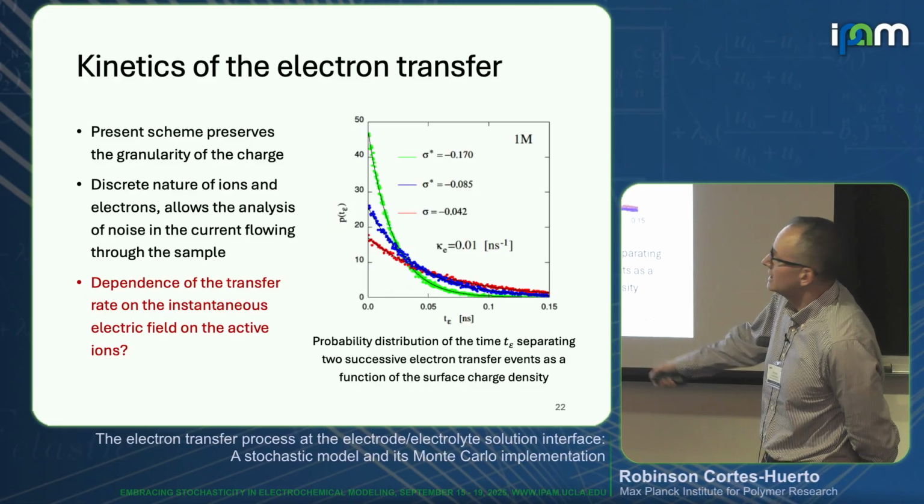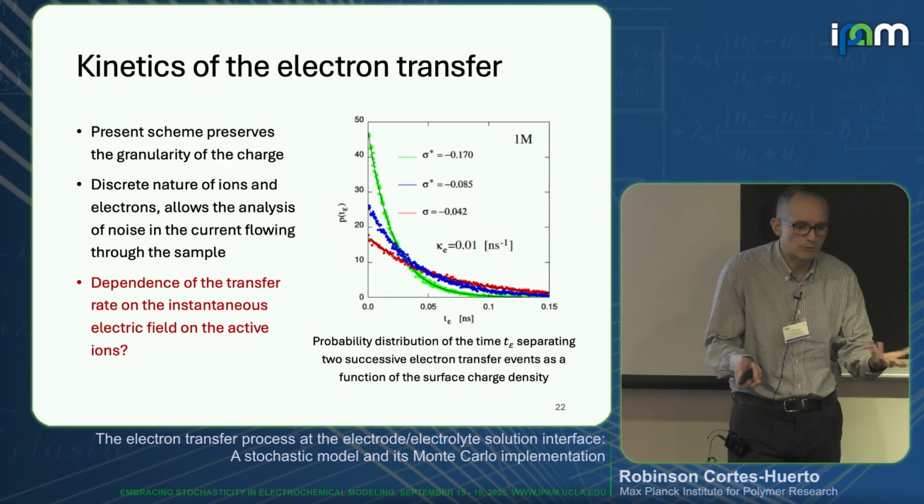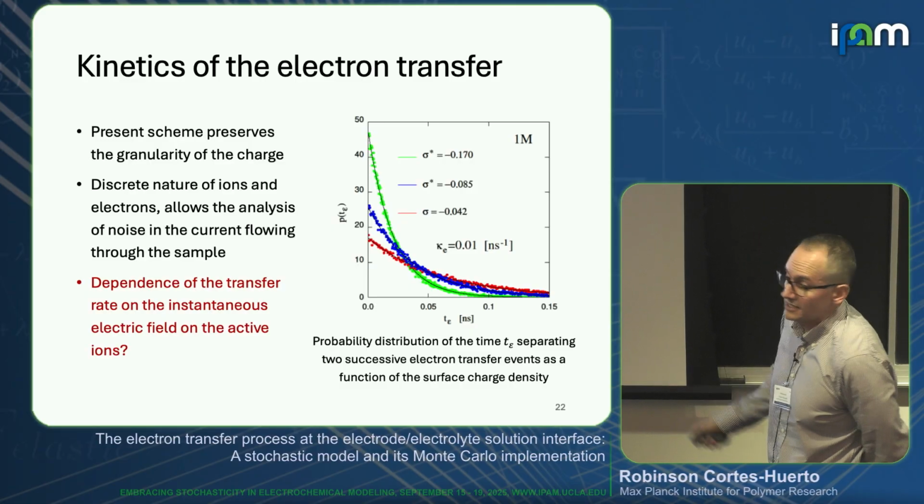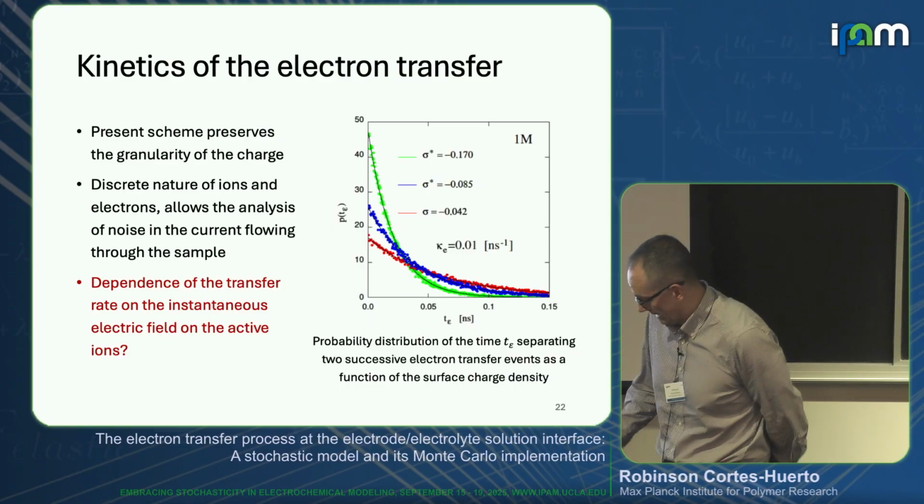Then we expect, again, to have more interesting, perhaps more counterintuitive effects when we have a more complex description of the electron transfer rate.